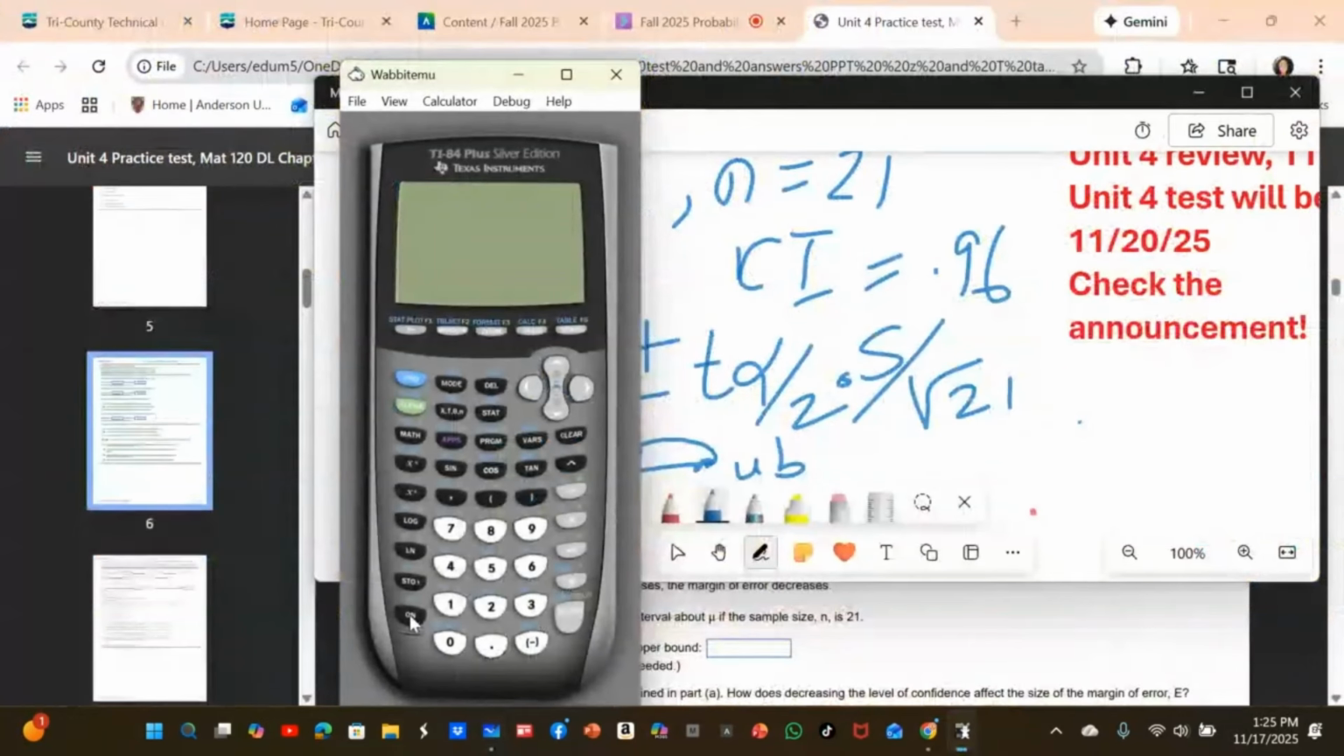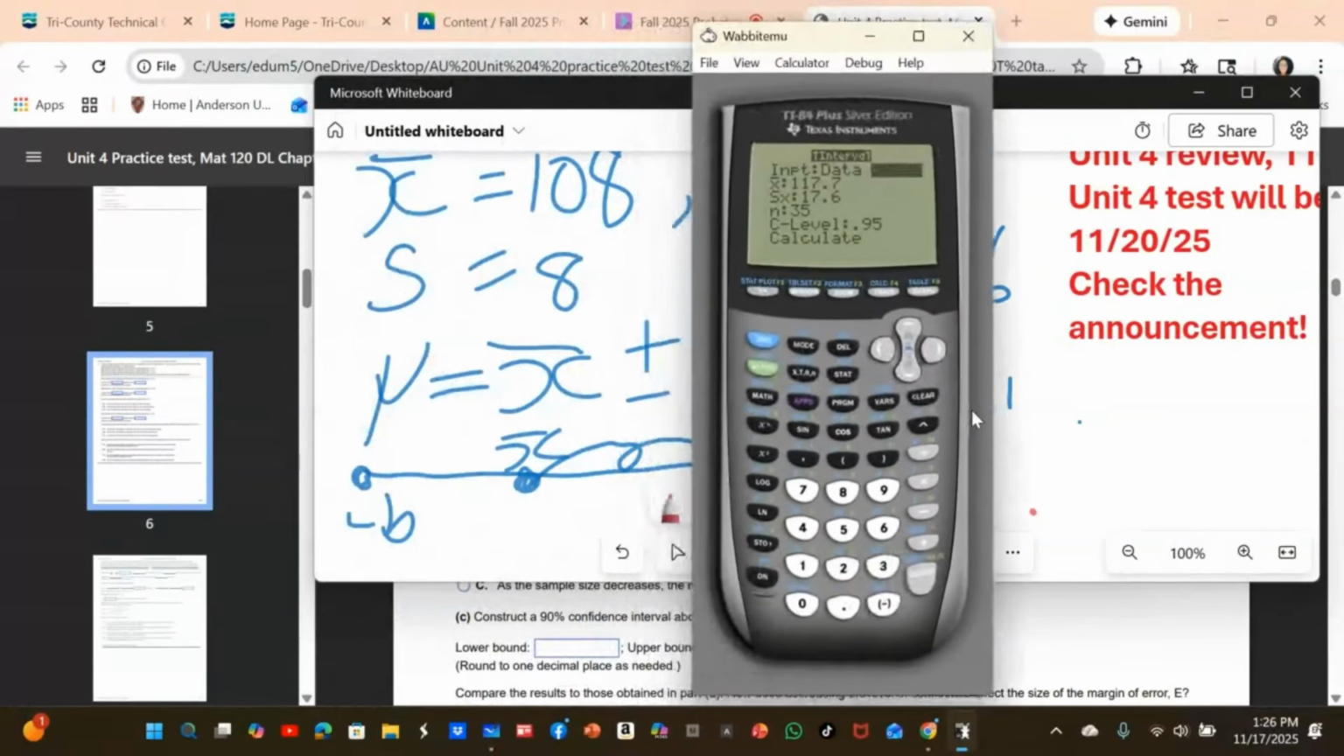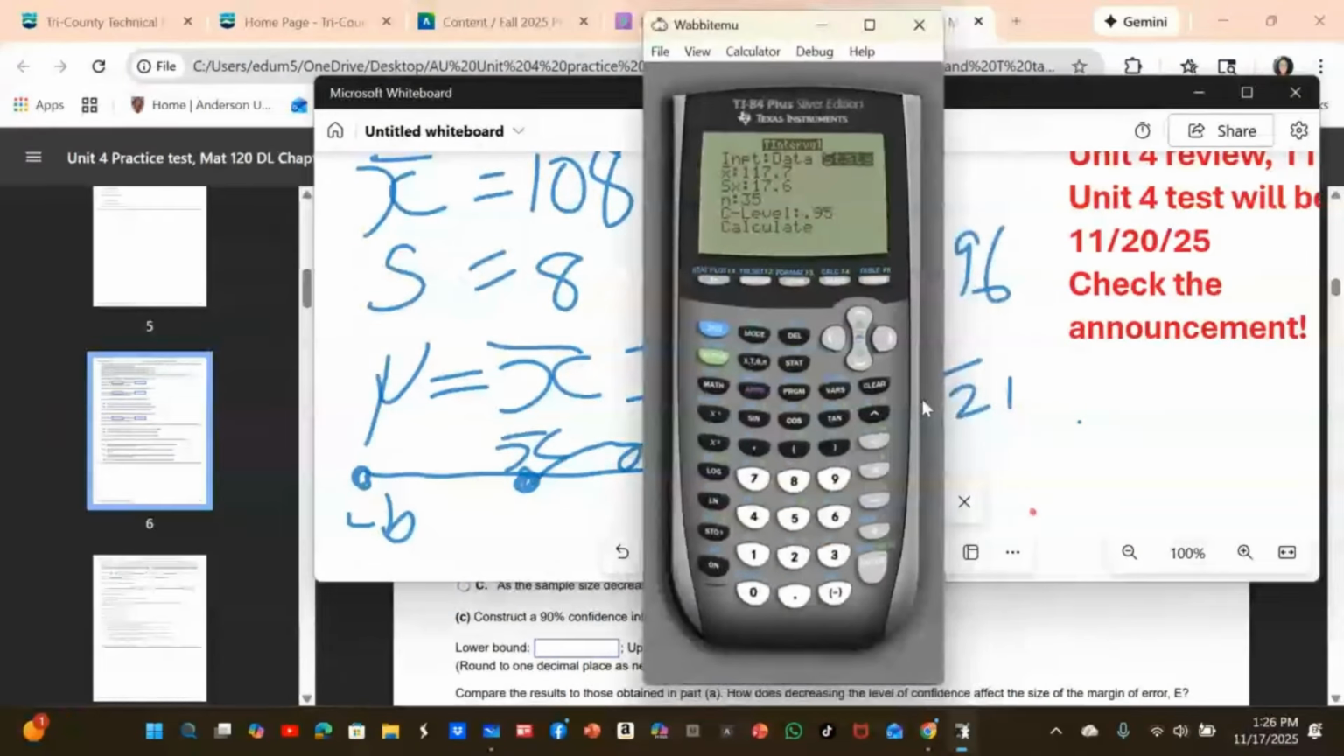Every confidence interval is a two-tailed confidence interval. If it is hypothesis testing, then you will be asking if it's one-tailed right, one-tailed left, or two-tailed. But every confidence interval is two-tailed. Now I go to Start, arrow to Test, and I'm doing a T confidence interval. So I'm looking for TInterval, which is number 8. And I am given all the things that I need: the statistics.